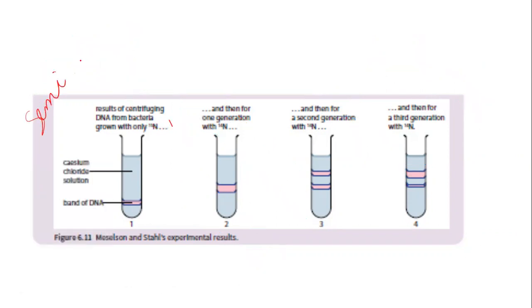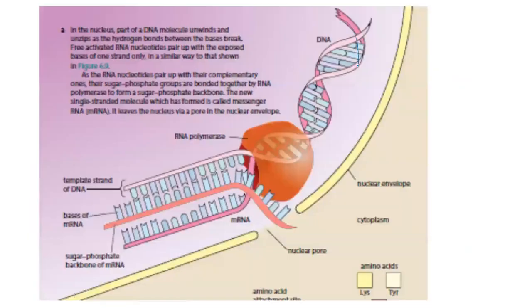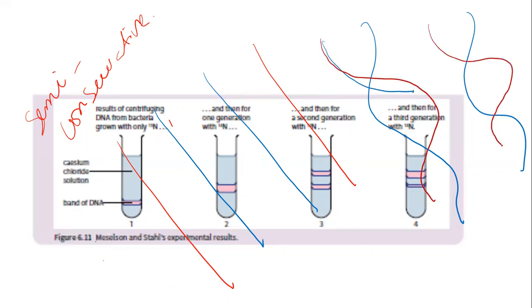The second theory, that we nowadays follow and that we now believe, is known as semi-conservative replication. Semi-conservative replication states that you would open up your DNA and you would make a copy of each strand. After you make a copy of each strand, one old strand and one new strand will combine with each other to give you your two new DNA molecules.